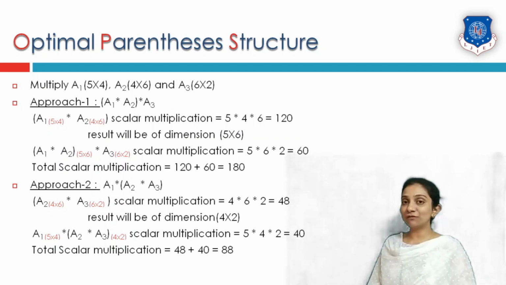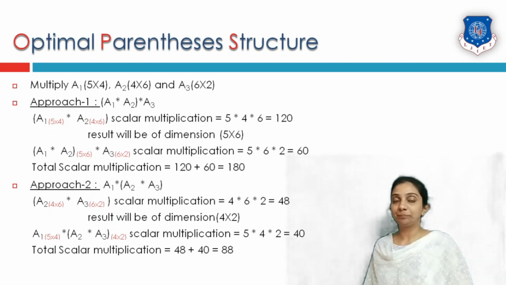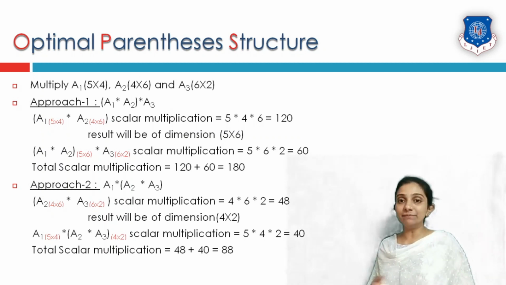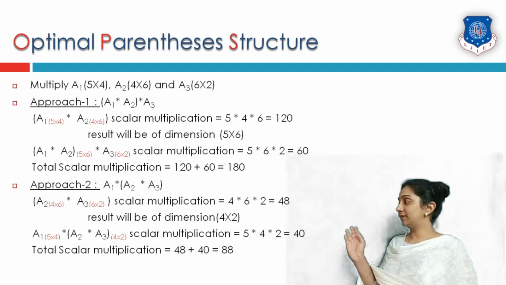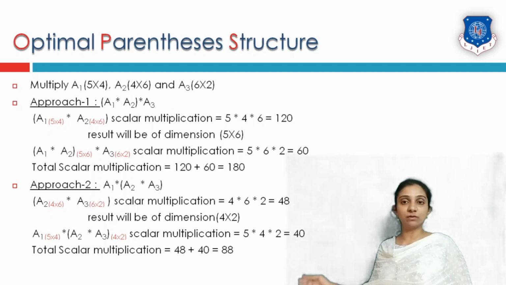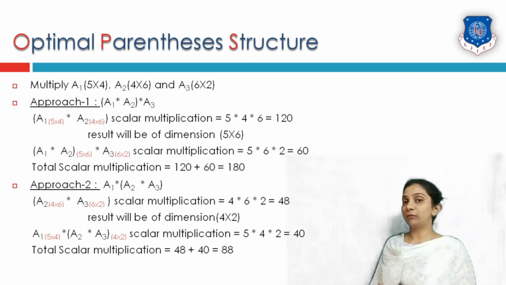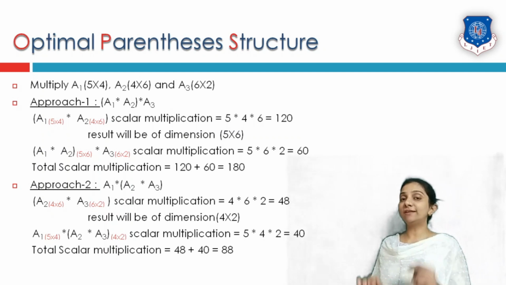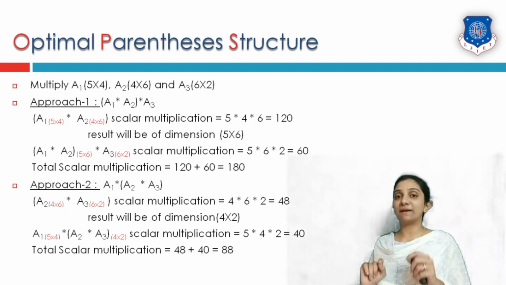So whether we are following approach 1 or approach 2, our result will be the same. That is a matrix of 5 cross 2 size and their elements will also be the same, whether we go with approach 1 or with approach 2. But where does the difference lie? The difference lies in the order of multiplication, that is the structure of parenthesis.